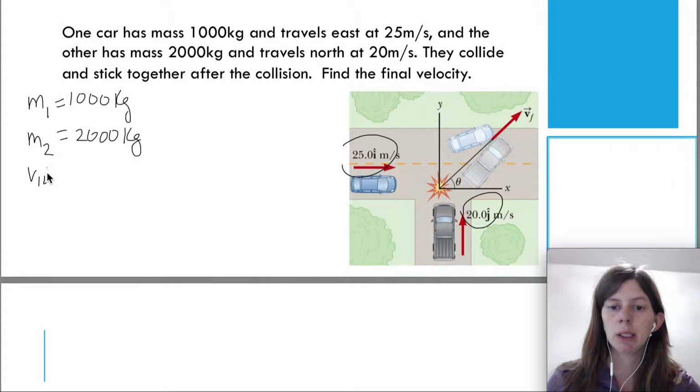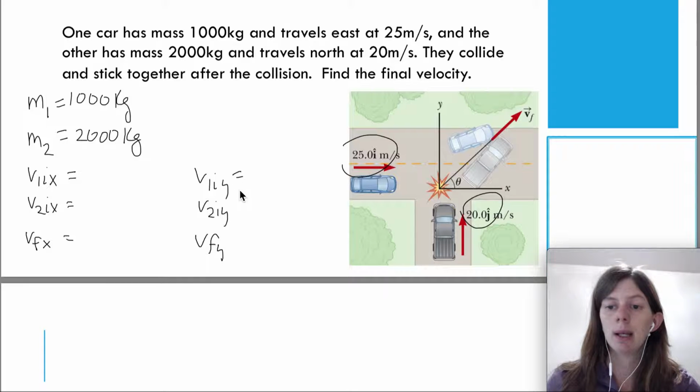So then we write down our givens. So we have V1 initial x, V2 initial x. Now usually we have V1 final x and V2 final x, but they're sticking together. So we just have V final x. We don't need to put V1 final x and V2 final x because they're the same. They're sticking together. And then we also write down V1 initial y, V2 initial y, and V final y. To this day, when I do collisions, I always write down the givens because I cannot keep up with all the variables.